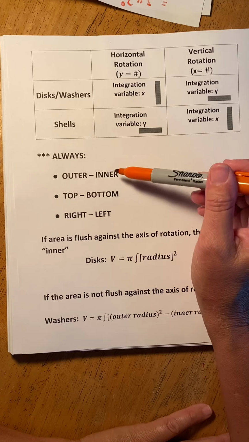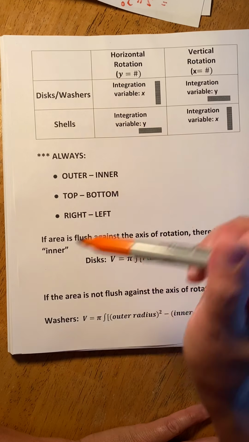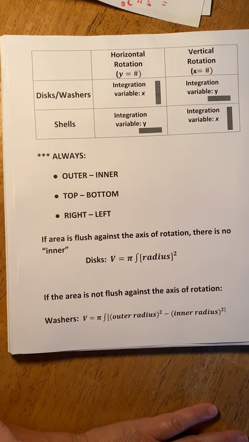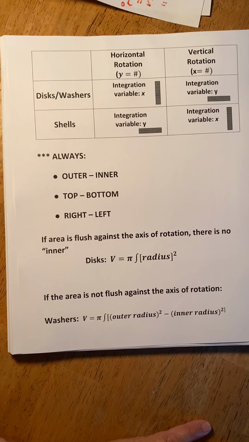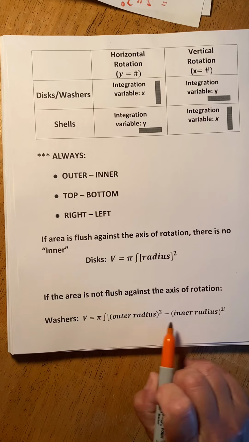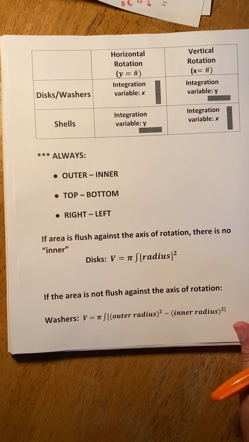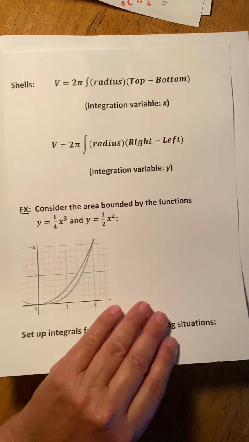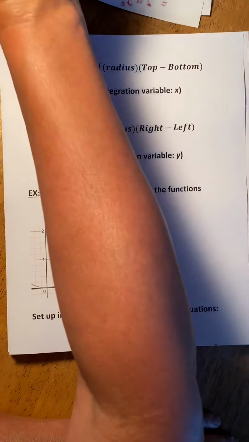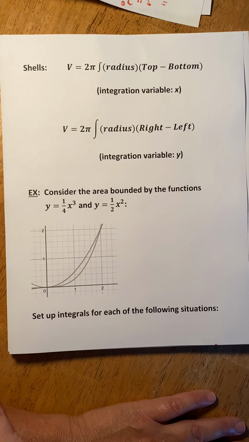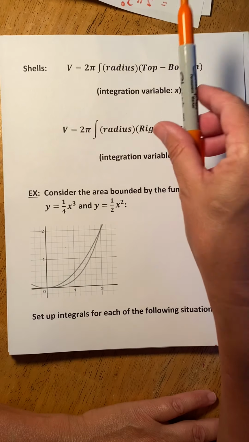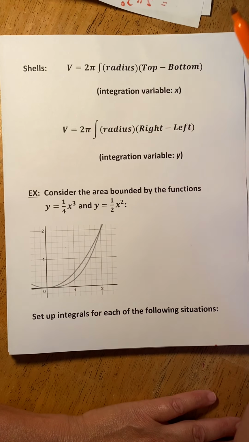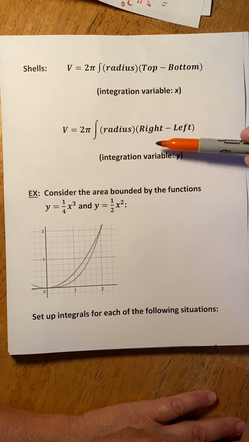Always remember, in your integrals, outer minus inner, top minus bottom, right minus left. If the area is flush against the axis of rotation, there is no inner radius in discs. If the area is not flush against the axis of rotation, we use washers. We take the pi out. It's the outer radius squared minus the inner radius squared. Shells. It's always 2 pi, the radius, the top minus the bottom. If we're integrating with respect to x, that would be a horizontal rotation. Nope, sorry, vertical rotation. I was doing it right, I wasn't saying it right. Vertical rotation. If we're doing a horizontal rotation, it'd be right minus left, and we'd integrate with respect to y.